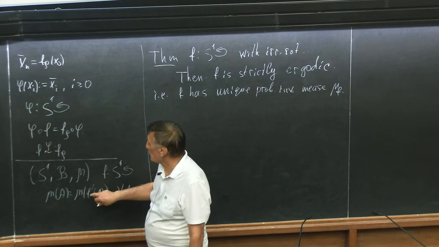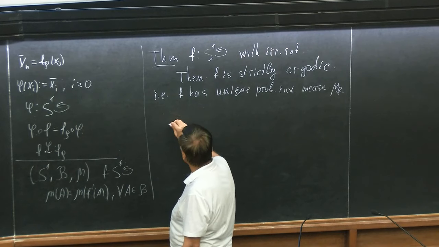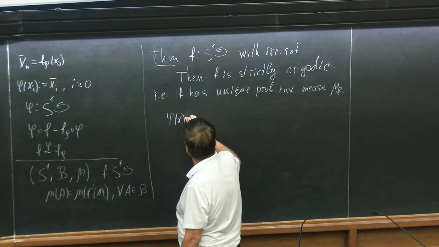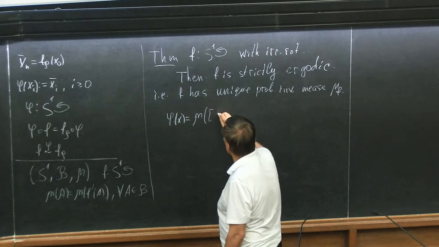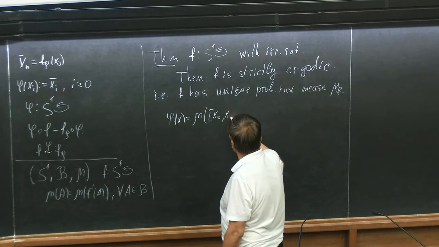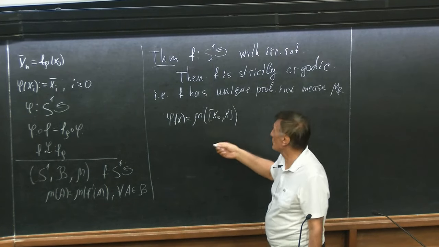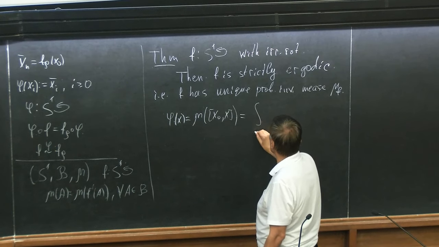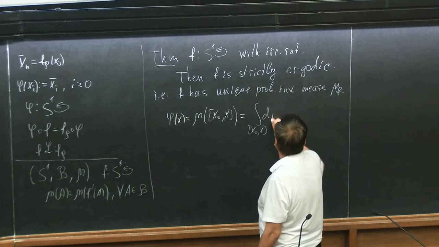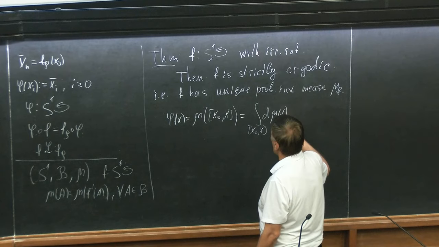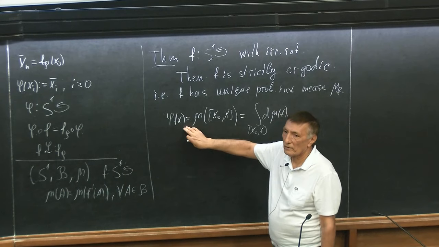Now, using this invariant measure, we can construct or define the conjugation phi. This is a remarkable fact in circle dynamics. Phi of x we can define as the invariant measure of the segment x0, x, where x0 is a fixed point. We can take 0 also. We can rewrite this as the integral over the segment x0, x of d mu. So phi of x, the conjugation, we can define by this formula.